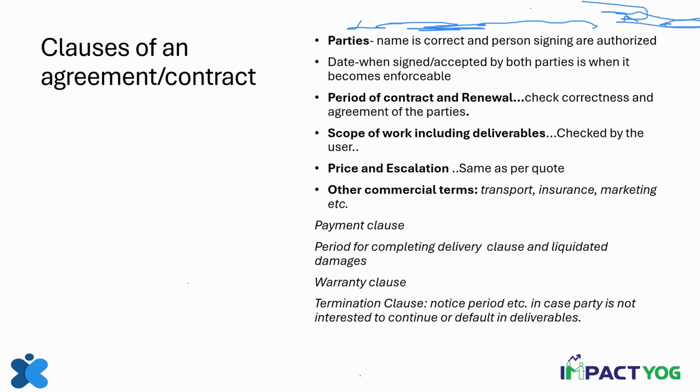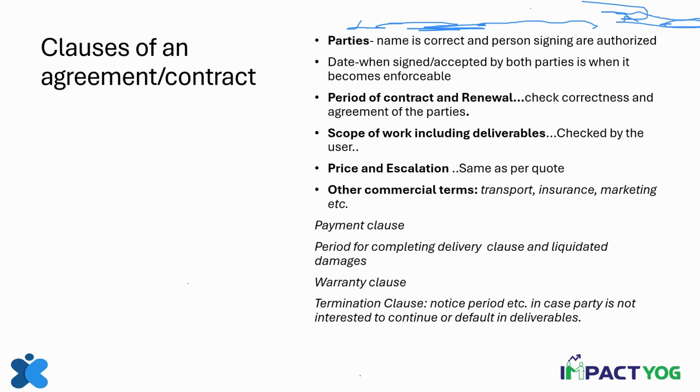Now, when we are talking of the contract, the PO is also like a contract. So several of these things will be there in the PO, standard ones. In a normal contract, this is the chronological way in which it will be stated. What will be the price? During the period of the contract, will there be an escalation? Other terms and conditions: what about transportation? What about insurance? What about any marketing expenses? What is the payment clause? If there is an escalation, then what will be the escalation in terms of payment?